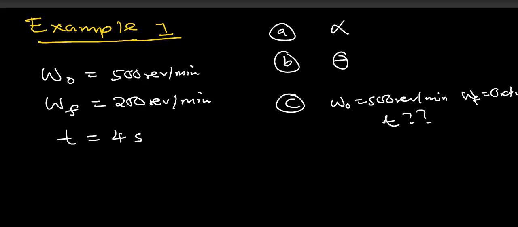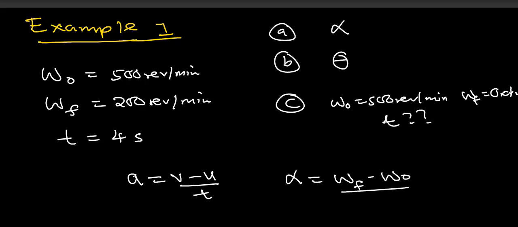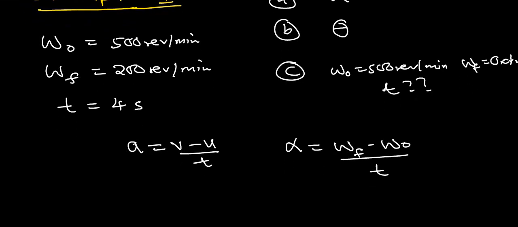All the equations that you learned in linear motion are going to be changed. The equation that you learned, acceleration is equal to v minus u over t, is the same as alpha equal to omega final minus omega initial over t. We just use the letters for circular motion. And we cannot use revolutions per minute, so we have to convert each one of them to radians per second.